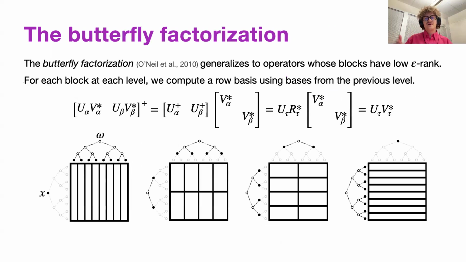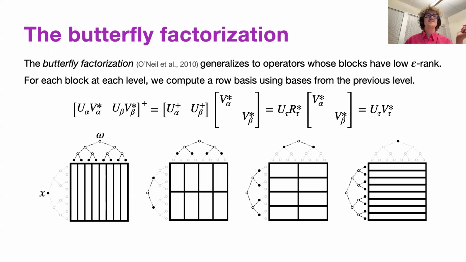It turns out that the correct generalization of the algebraic structure of the FFT is called the butterfly factorization, which was introduced originally in the 90s and codified in this paper by O'Neil et al. in 2010. It generalizes this structure from the FFT, whose blocks are exactly rank 1, to operators whose blocks may have low epsilon rank for some tolerance epsilon, right? So we're now talking about low numerical rank.